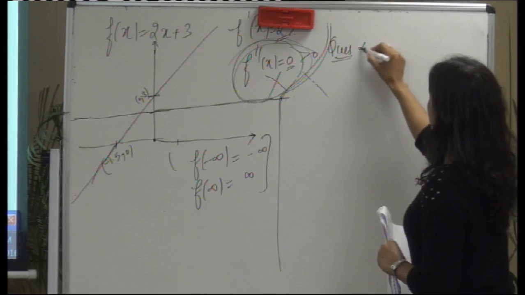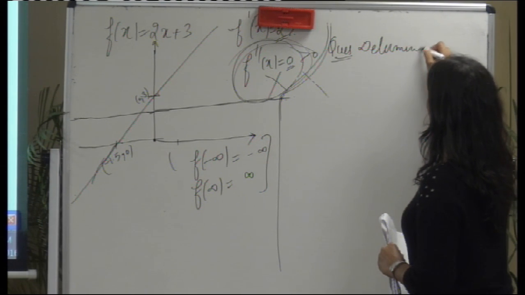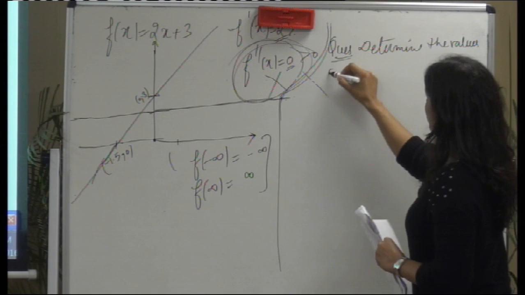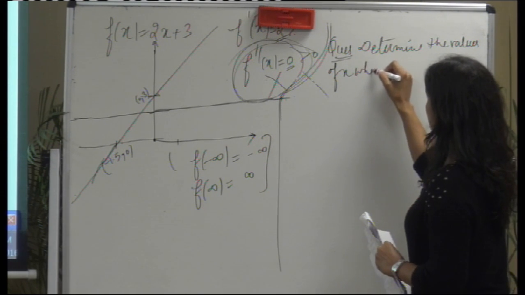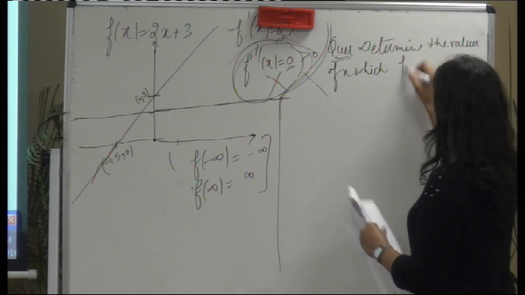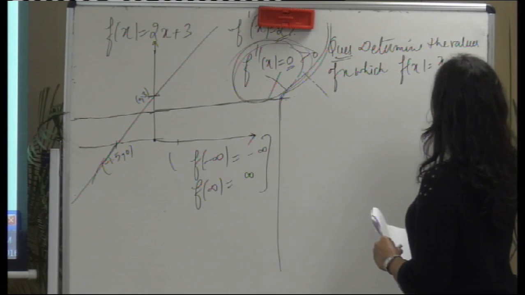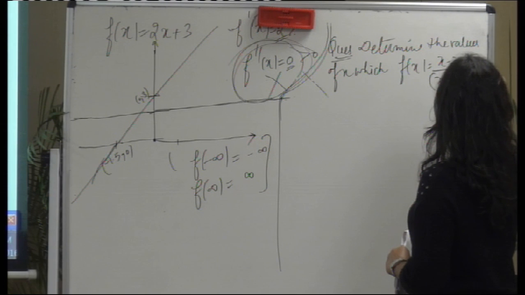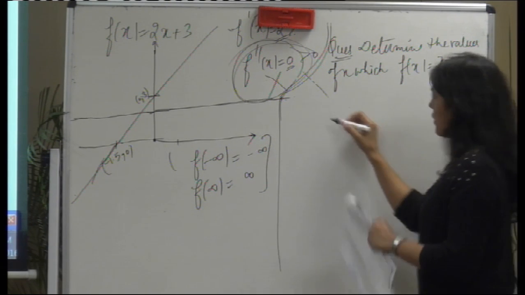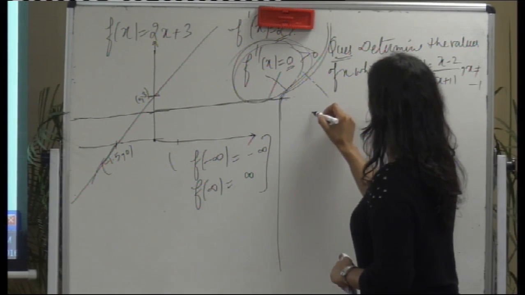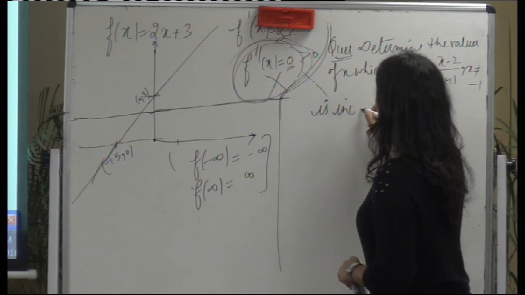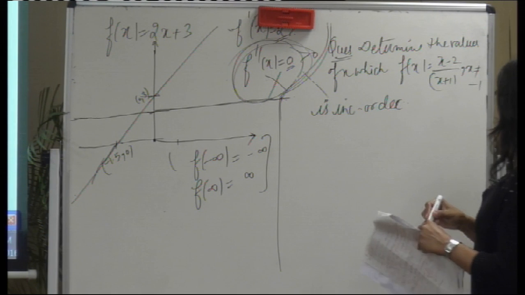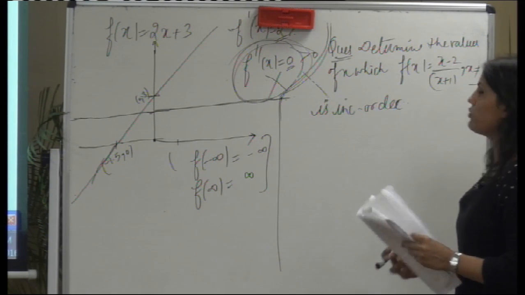Determine the values of x for which f(x) is this. This is a simple one because I am just starting. For which the function is increasing or decreasing. Is this okay, function?